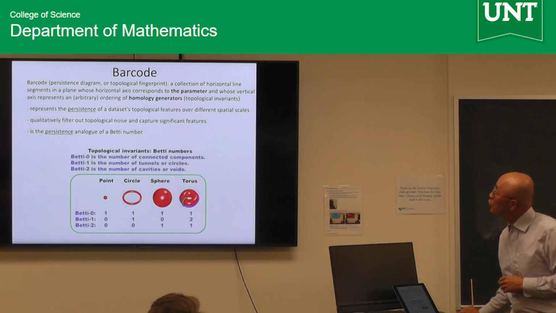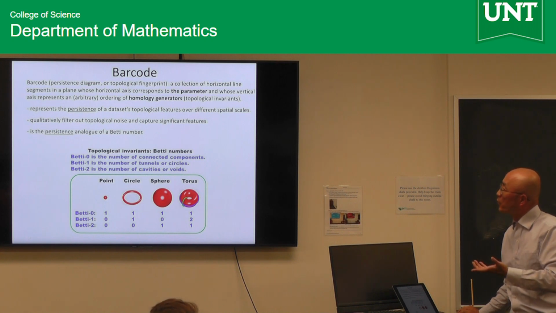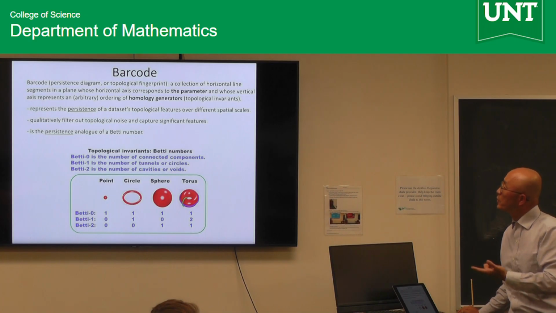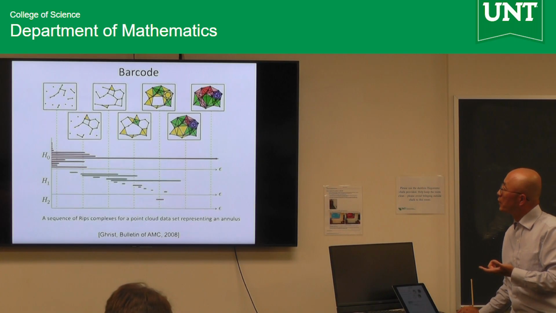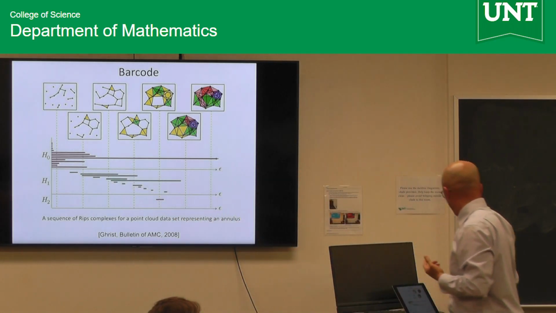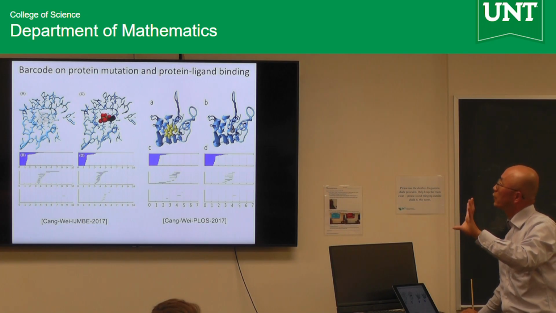To convert this information into the barcode, which is the Betti number 0, 1, and 2. Betti number 0 is the number of connected components. Betti number 1 is the number of tunnels or circles. Betti number 2 is the number of cavities or voids. From the simplicial complex, you can get the barcode. And from the barcode, you can already represent a lot of protein mutation and protein-ligand binding information.